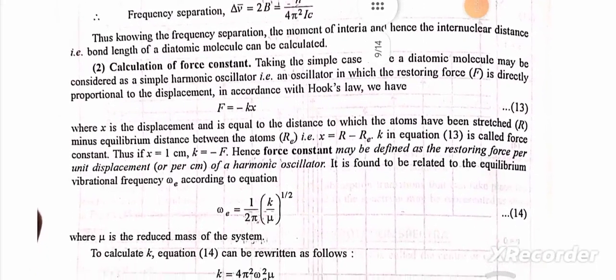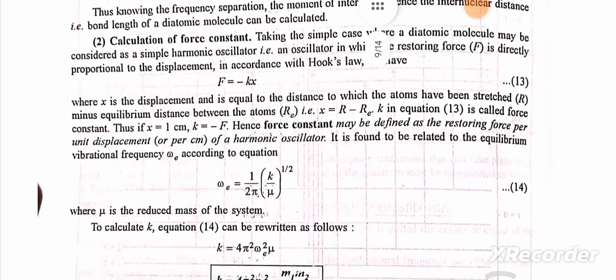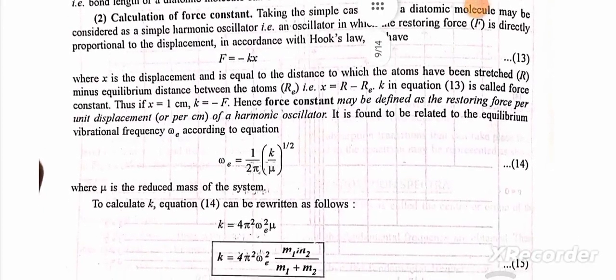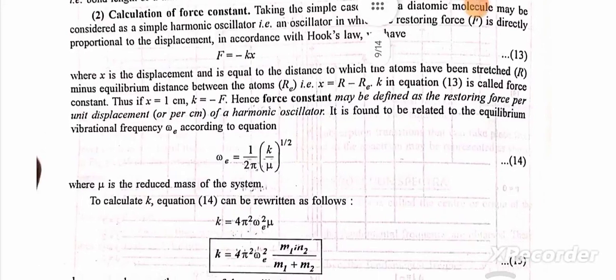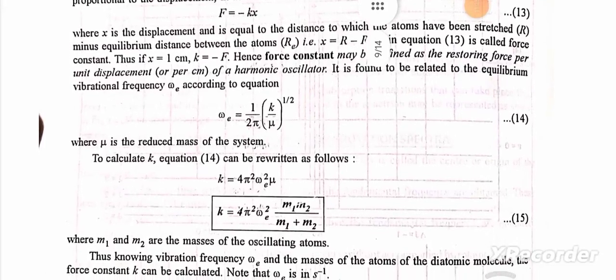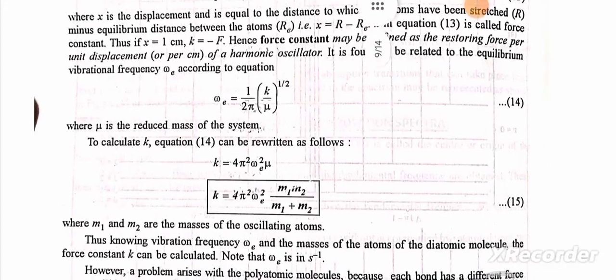Calculation of force constant: taking the simple case when a diatomic molecule may be considered as a simple harmonic oscillator, an oscillator in which the restoring force is directly proportional to the displacement in accordance with Hooke's law, we have F equals minus kx, where x is the displacement, and it is equal to the distance to which atoms have been stretched minus the equilibrium distance between the atoms, x equals r minus re. In equation 13, k is called the force constant. If x is equal to 1, k equals minus F. Force constant may be defined as the restoring force per unit displacement.